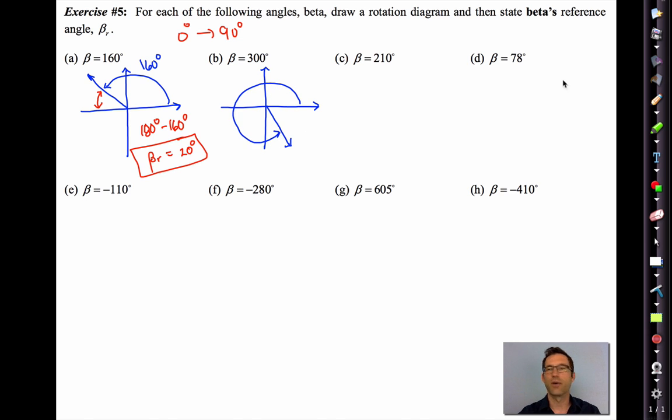Here's my rotation diagram. But my reference angle is now that angle. That's beta reference. And that can now be found by doing 360 degrees minus 300 degrees. In this case, the reference angle is 60. All right. So why don't you take an attempt at all the rest of these, even including the weird ones where you got negatives or angles bigger than 360 or negative angles that are bigger than negative 360. Why don't you go ahead and do that, and then we'll go through each one of them.